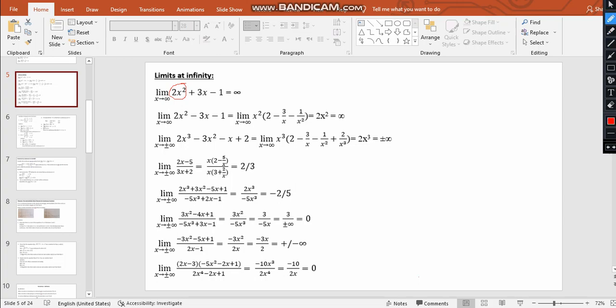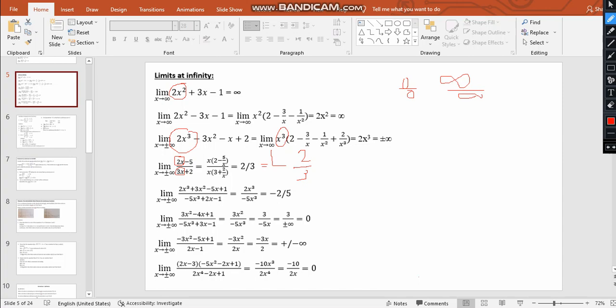For the second one, it behaves like 2x cubed. So it's plus or minus infinity. Here you have a power over a power, so it behaves like 2x over 3x, highest over highest, which is 2 over 3. You can apply L'Hospital's rule here, but there's no need, because it's very simple to find highest over highest. Because if you do the derivative, always we said 0 over 0 or infinity over infinity, we can apply L'Hospital's rule. So here the derivative is 2 over 3 directly, or highest over highest, the same.